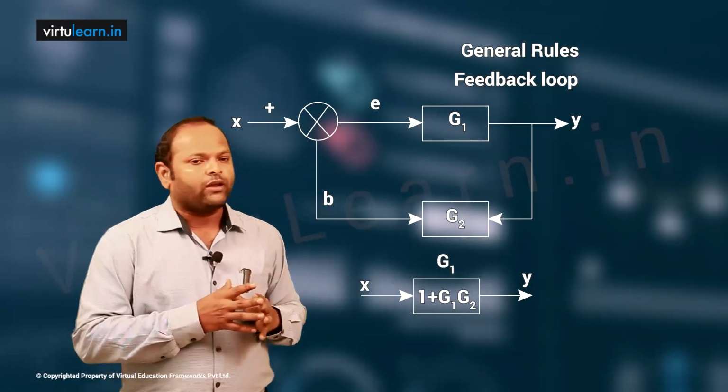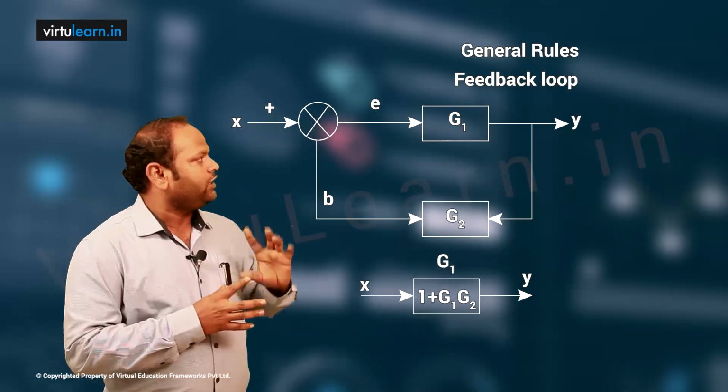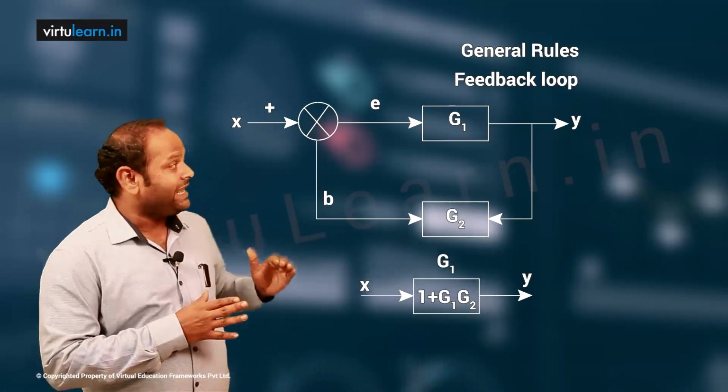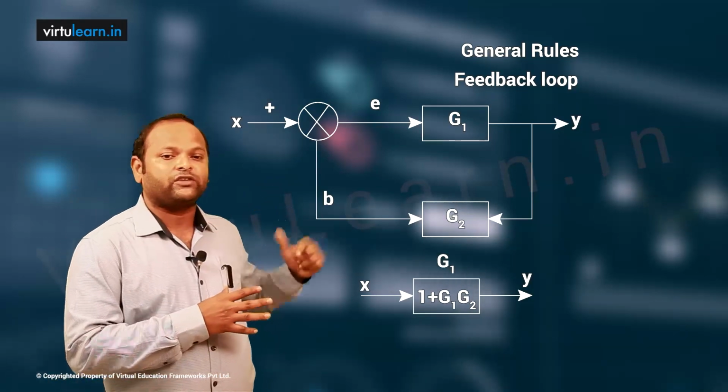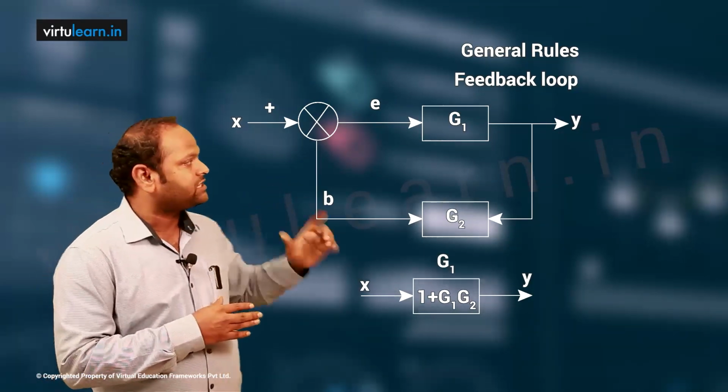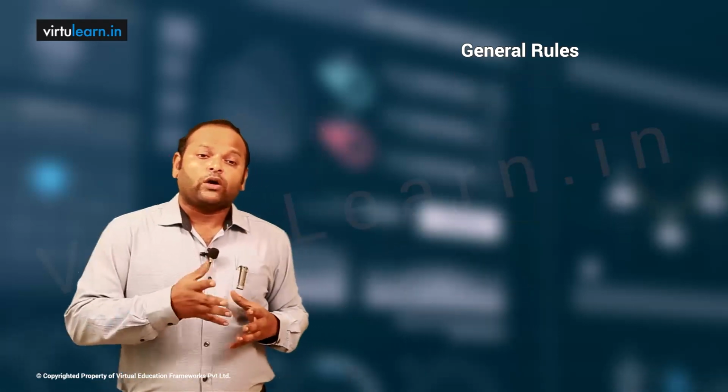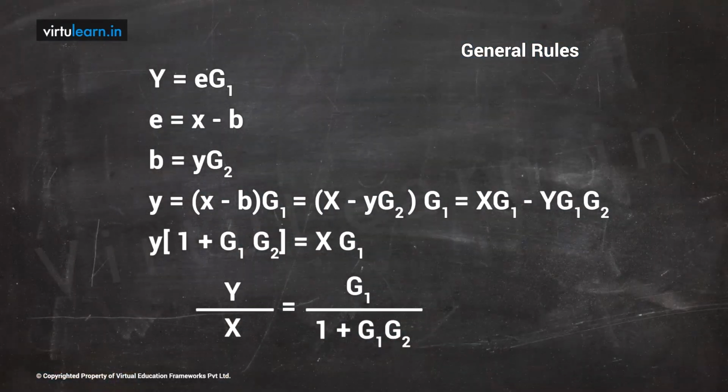Let us look at the Y. What is Y? Y is E into G1. Then what is E? E is very simple. You have X input and B feedback which is coming. Therefore, E is equal to X minus B. Then how can you write X, Y now? So Y is equal to XG1 minus BG1. B also we know in terms of Y, that is Y into G2.